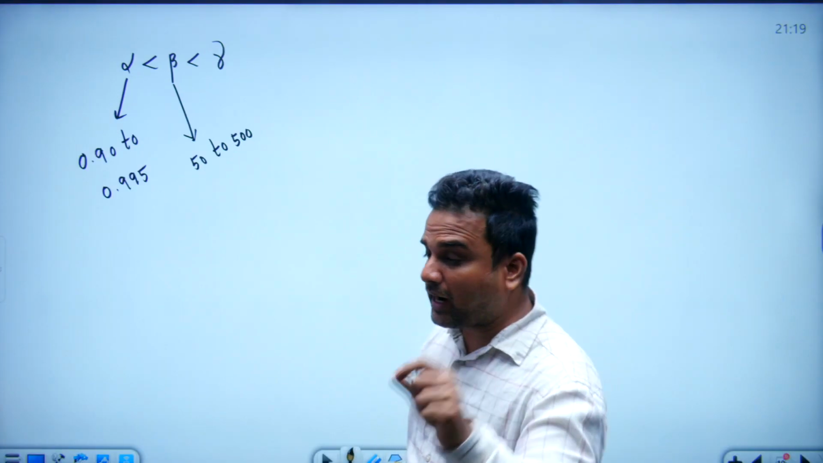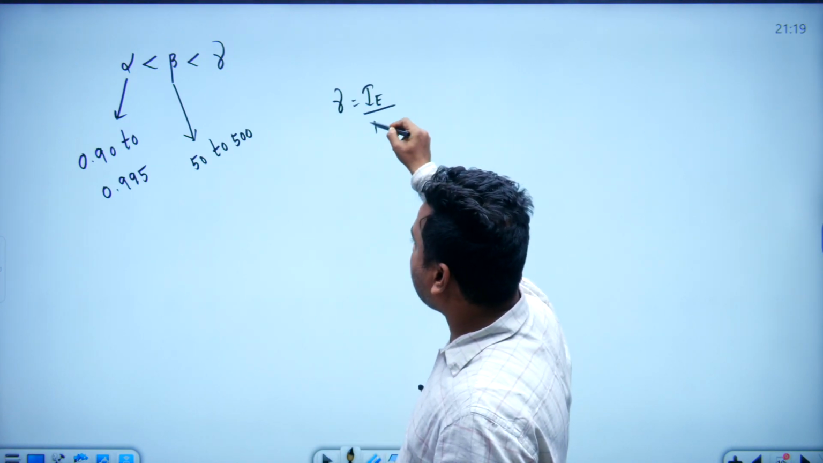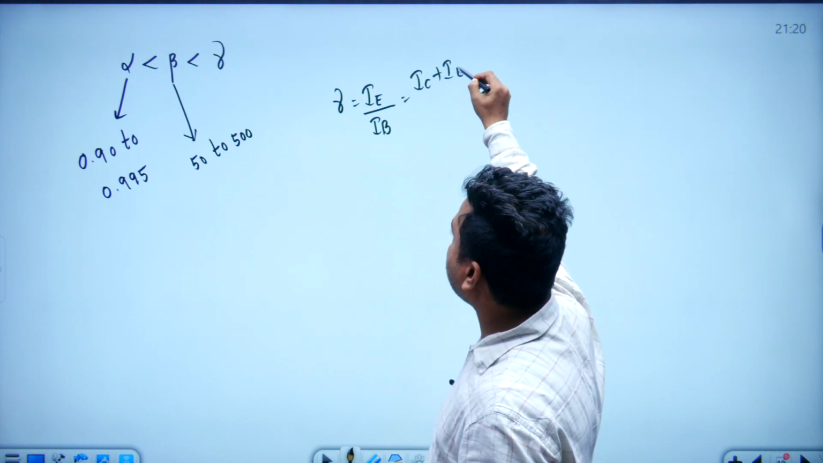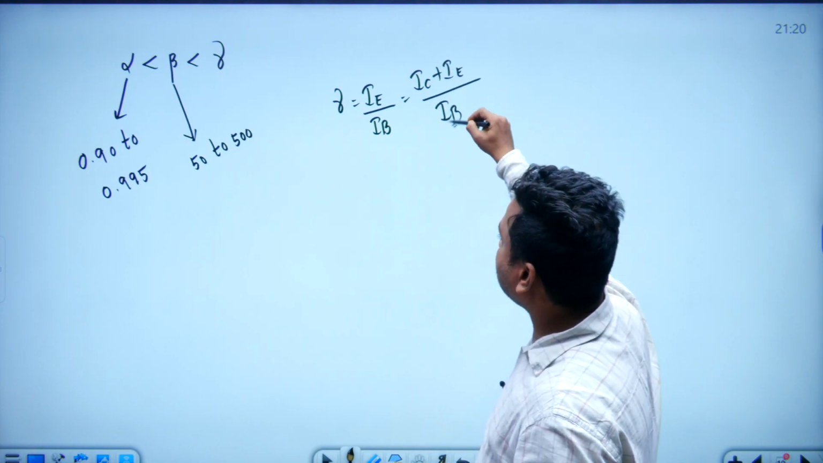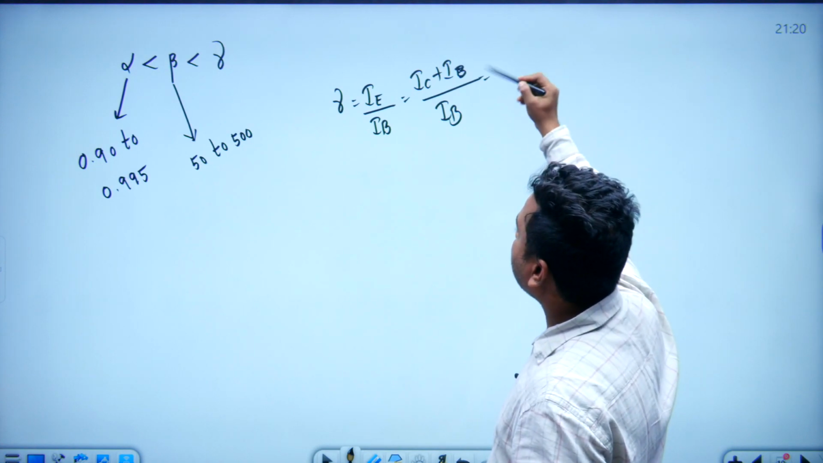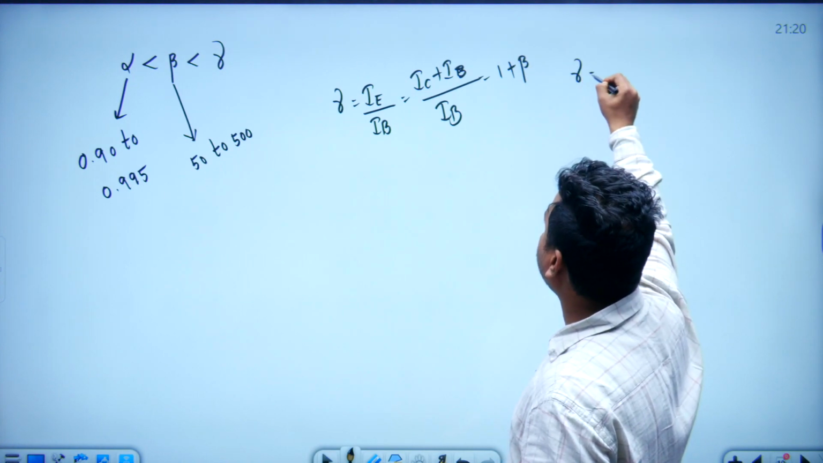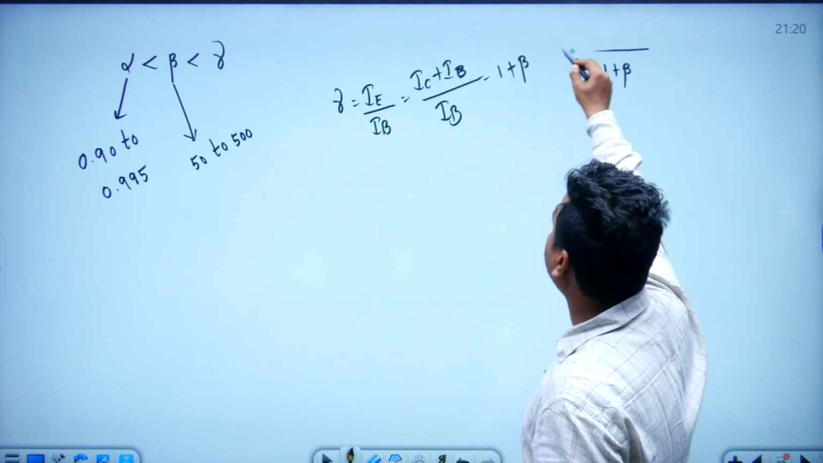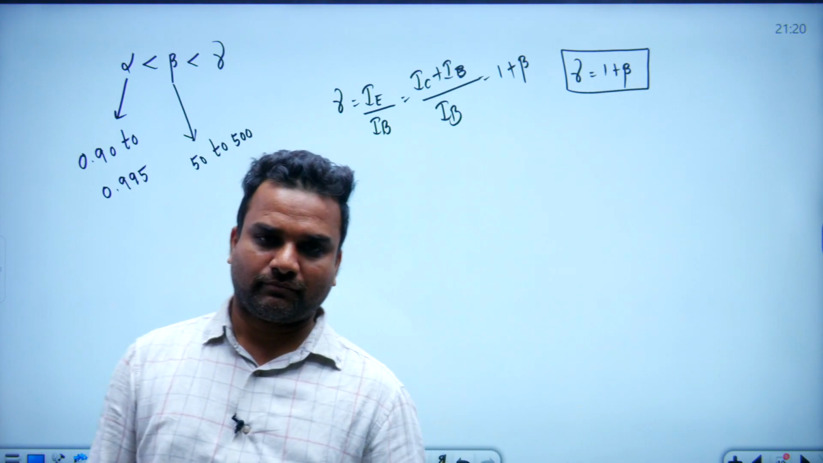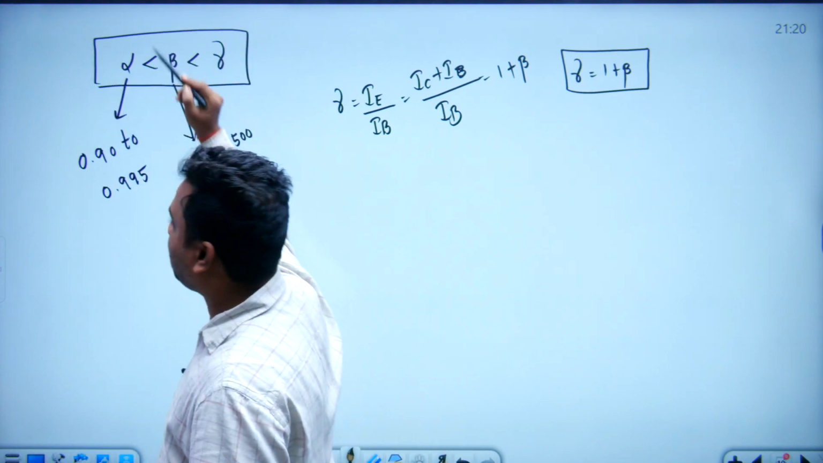And even guys, gamma can also be written as IE by IB, right? This IE can be written as IC plus IB, so IC by IB plus IB by IB. That is IC by IB, which is beta, and IB by IB gets cancelled, it is 1. So guys, gamma can also be written as 1 plus beta. So gamma is more than beta. That's why I have written alpha less than beta less than gamma.